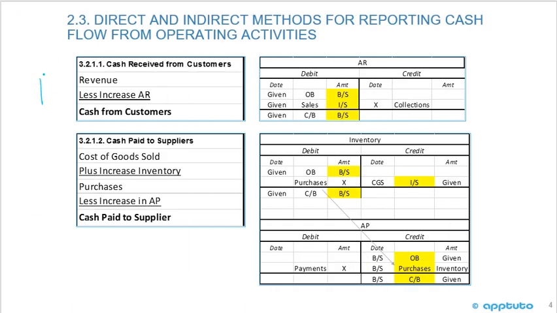So now we're looking at the direct method, and the first thing that we do is we look at the cash received from customers. This is pretty easy. We look at the revenue less the increase in AR equals the cash received from customers. Now, if the AR went down, we would add that because that would be cash received from the customers. So what we need to look at is the AR account, accounts receivable. We get the opening balance from the balance sheet. That's at the beginning of the year or the end of last year. We can get the sales, and these should be credit sales, by the way.